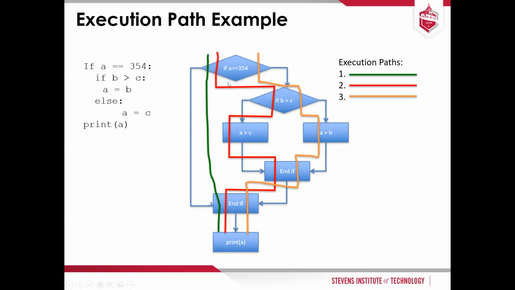I have the start, if A equals 354, then I need to check if B greater than C. If that's correct, yes, then I have A and then the result, one path. If it's not correct, so B is not greater than C, then A equals C and another one. On the other hand, maybe I do not have any A or C at all. So I would have another path going on. So the execution paths that I have in this example are 3.